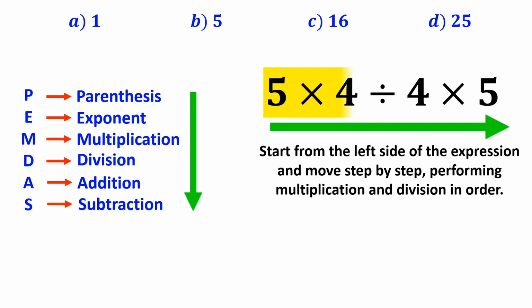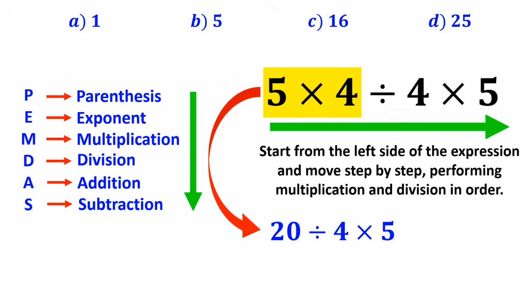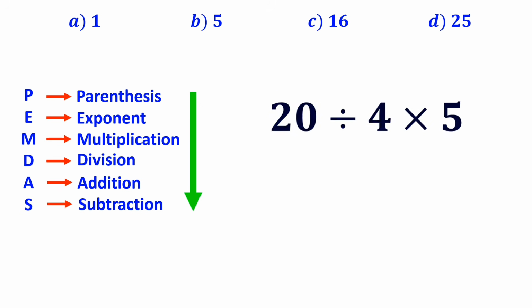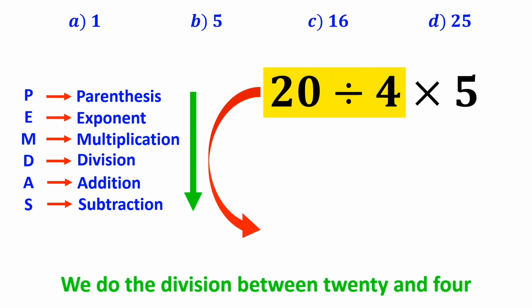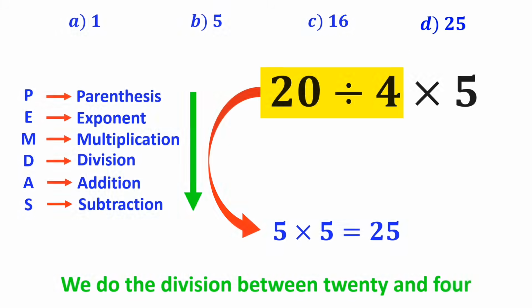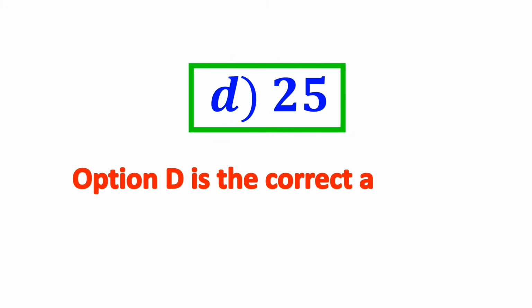So, first we perform the multiplication between 5 and 4, which I have highlighted in yellow. And instead of the original expression, we can write 20 divided by 4 times 5. In the next step, we do the division between 20 and 4, which simplifies the expression to 5 times 5. And finally, the answer becomes 25. Therefore, option D is the correct answer to this question.